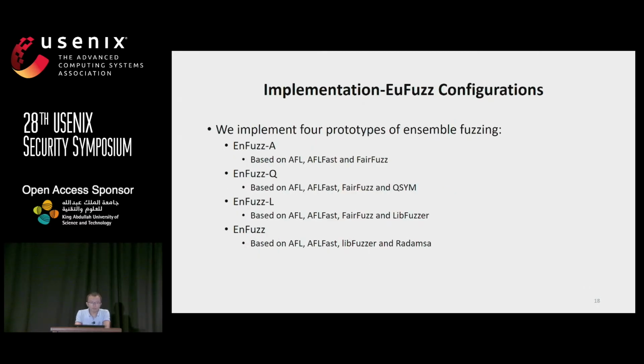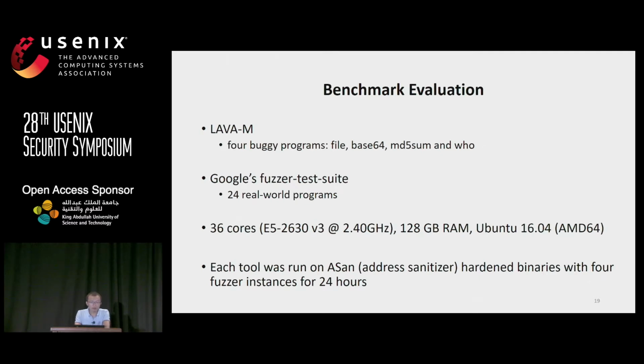We implement 4 types of ensemble fuzzing based on different base fuzzers. EnFuzz-A is based on mutation-based fuzzers only: AFL, AFLFast, and FairFuzz. EnFuzz-Q is based on AFL, AFLFast, FairFuzz, and QSYM. EnFuzz-L is based on AFL, AFLFast, FairFuzz, and libFuzzer, and EnFuzz is based on the 3 mutation-based fuzzers and Radamsa.